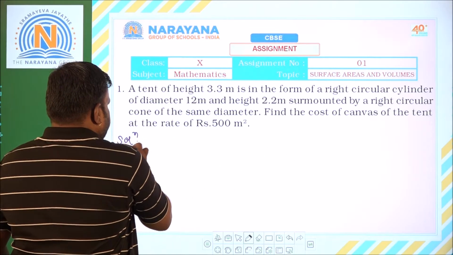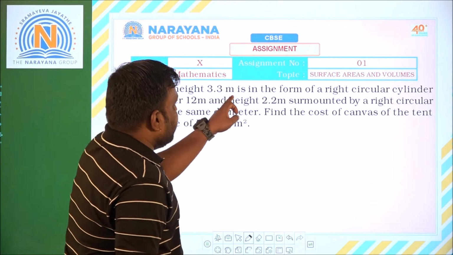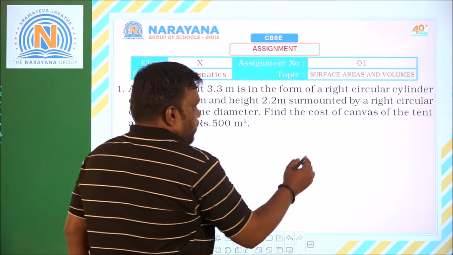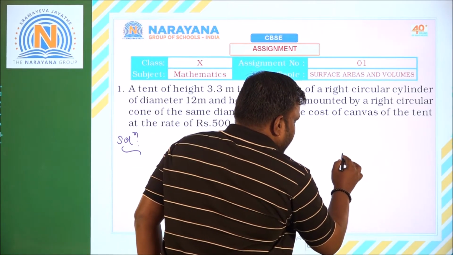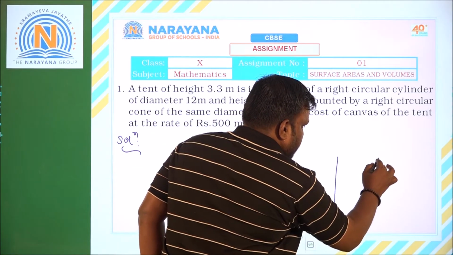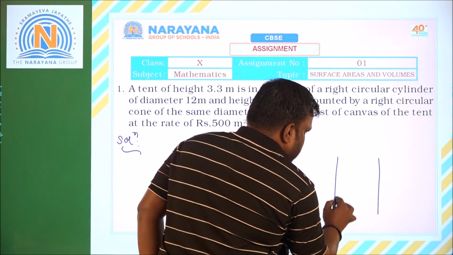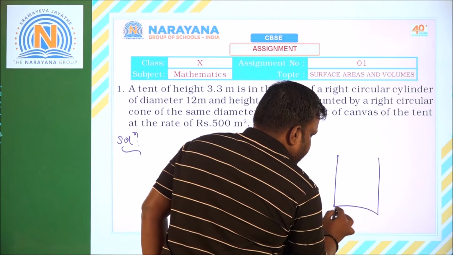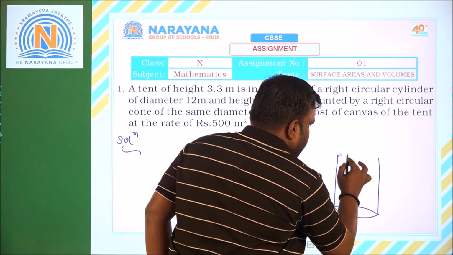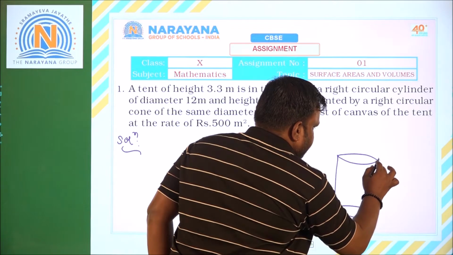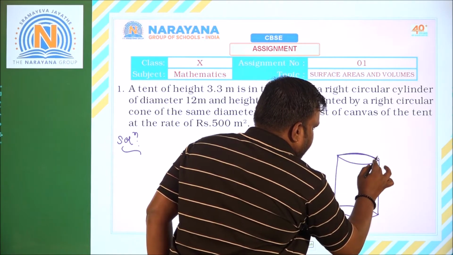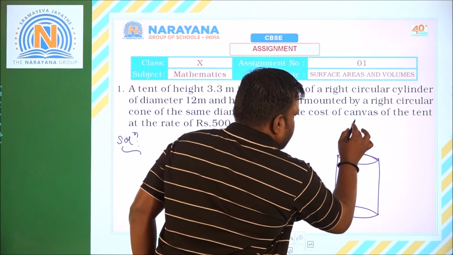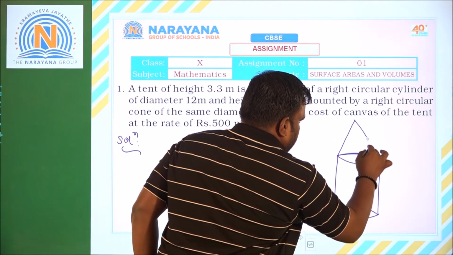See here, the question is: a tent of height 3.3 meters is in the form of a right circular cylinder. So now here we are having a tent. It is in the form of a right circular cylinder surmounted by a cone. So this is the cylindrical part that we have here, and on this we are having a cone. This is the conical part.